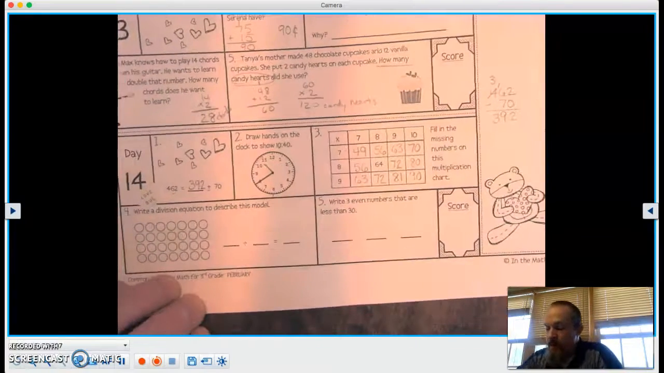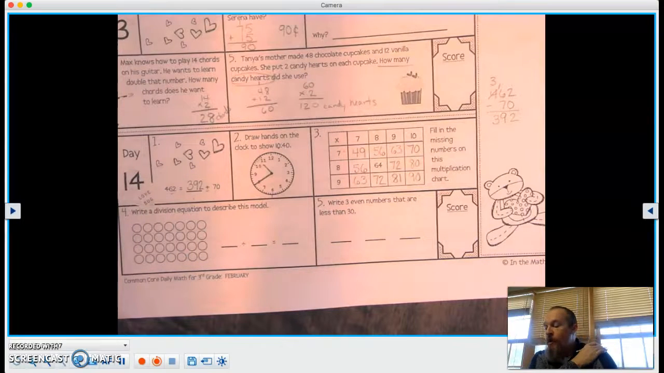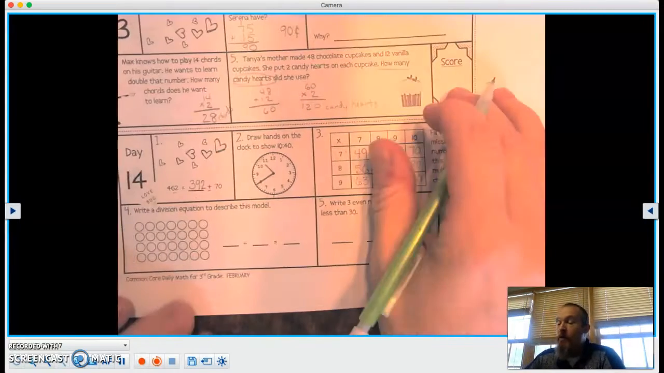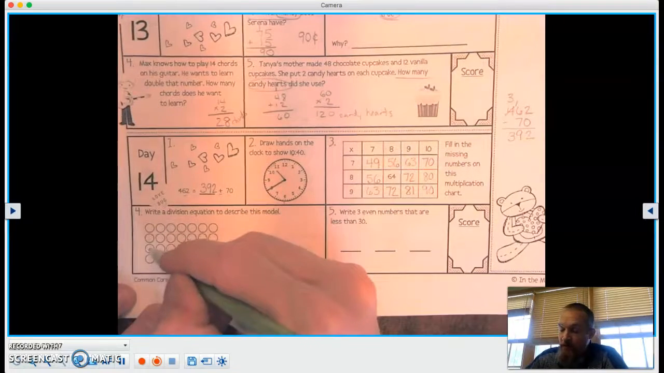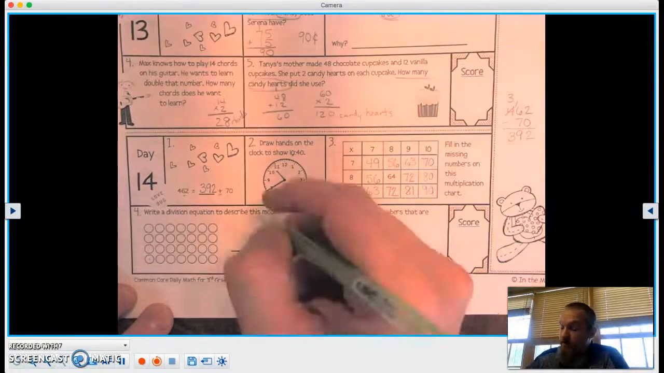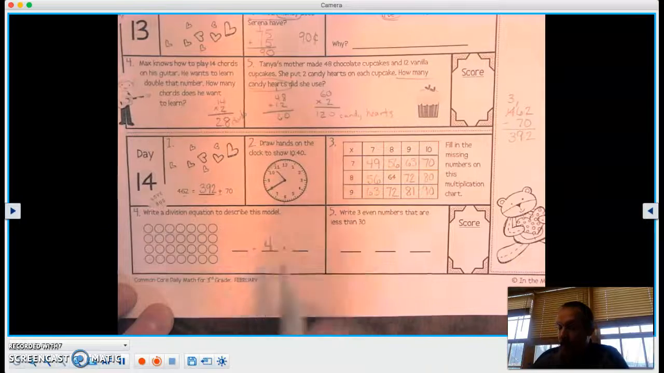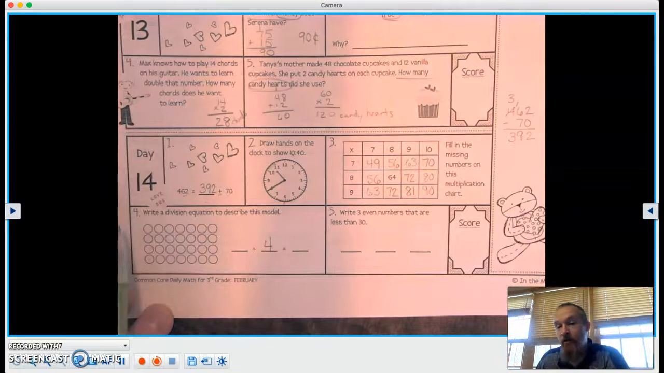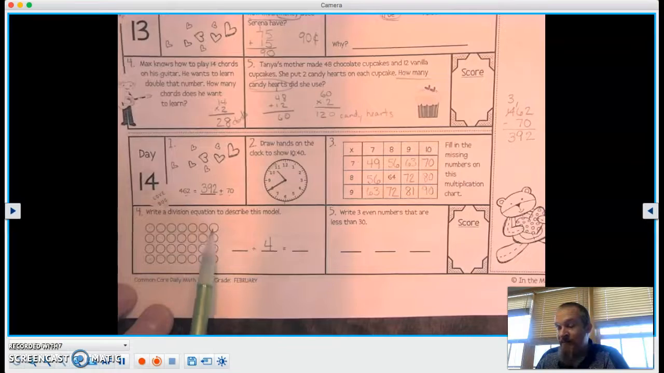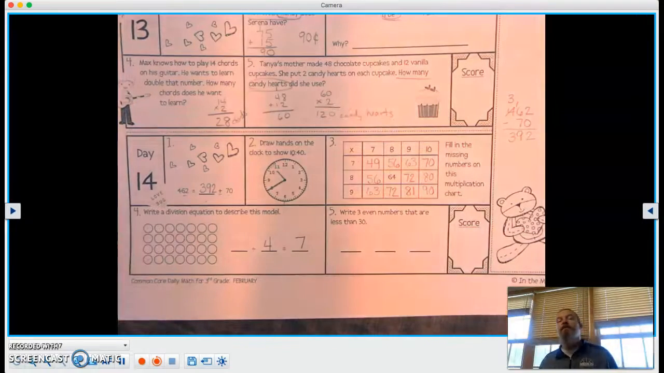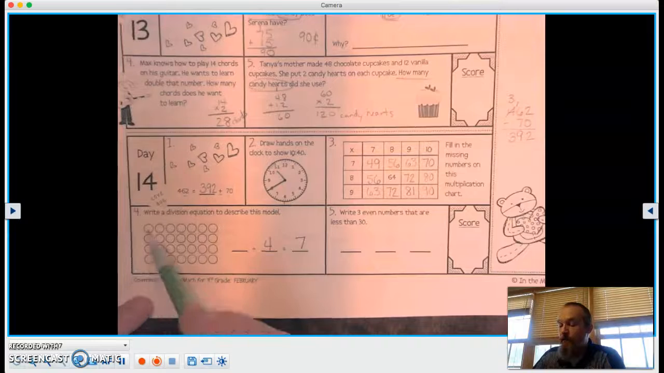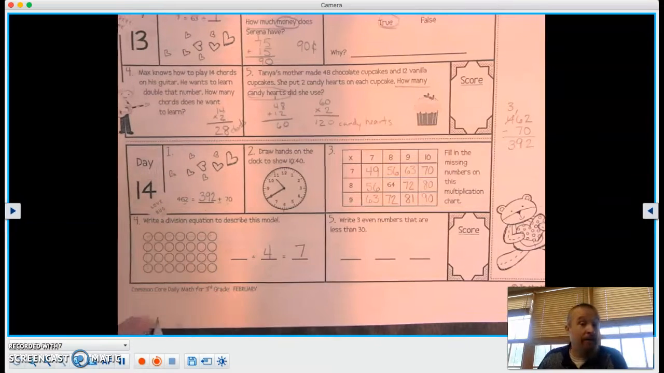Very nice. Write a division equation to describe this model. Well, I'm going to go backwards on this one. 1, 2, 3, 4. Okay, so I'm going to put them into a 4 like that. And then I'm going to count mine going across. 1, 2, 3, 4, 5, 6, 7. So I can kind of go backwards on here, and I can think 4 times 7 is 28.